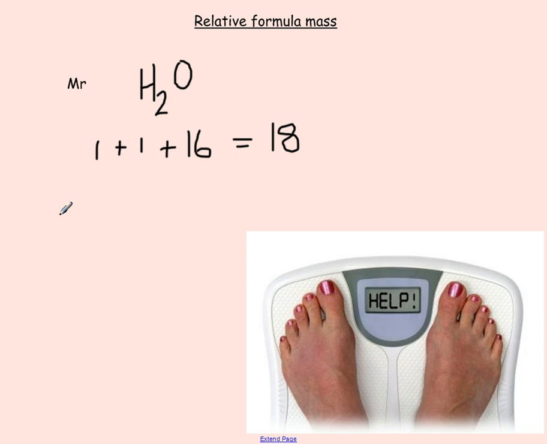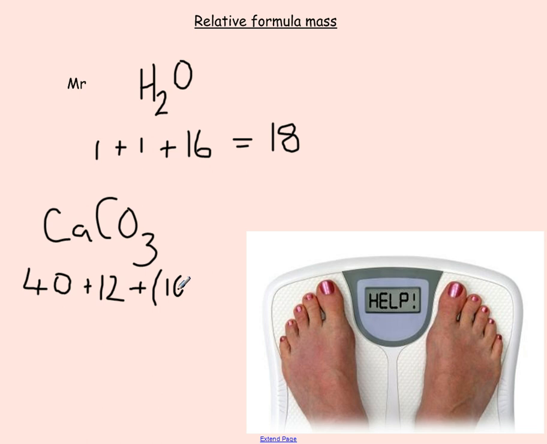If I did another one, what should I do? CaCO3. Okay, we have 1 Ca. If I look that up, 1 Ca, that's 40. And then I had 1 carbon. Carbon is 12. And I have 3 oxygens. So 3 oxygens, 16 times 3. Remember, you've got a periodic table in the exam. It's that simple.